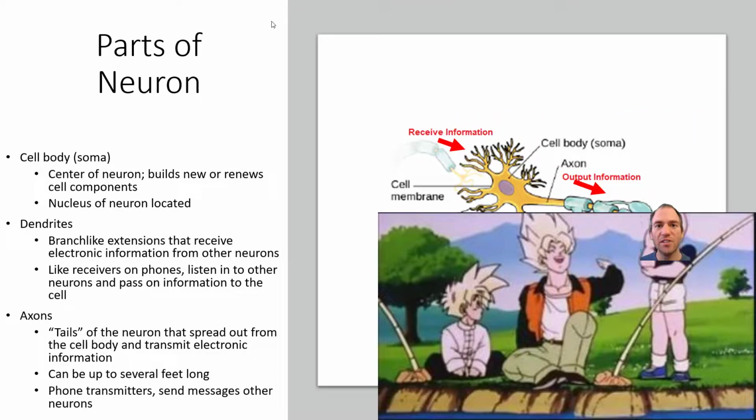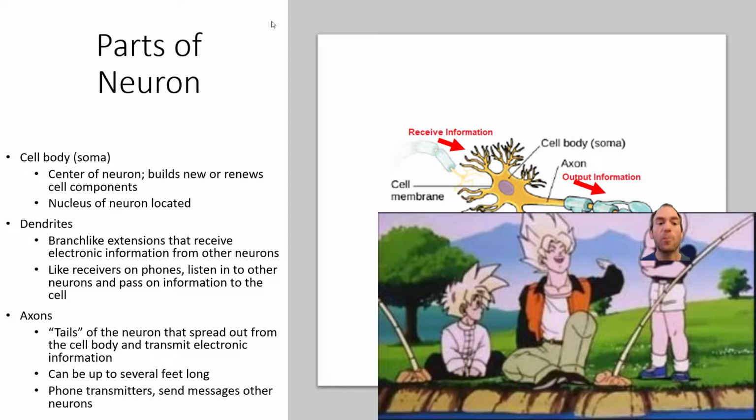Parts of a neuron. Let's do a very basic understanding of the parts of a neuron here. This is like old school, 7th grade biology, but here we're going for neurons. Beginning with the cell body, known as the soma. It is the center of the neuron. It builds new and renews cell components. It's where the nucleus of the neuron is located. That's really the key part here, right in that cell body.